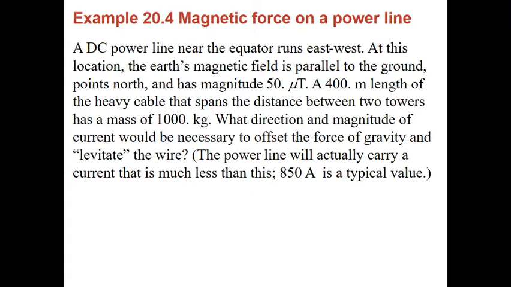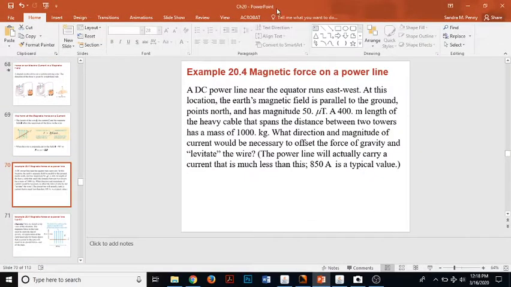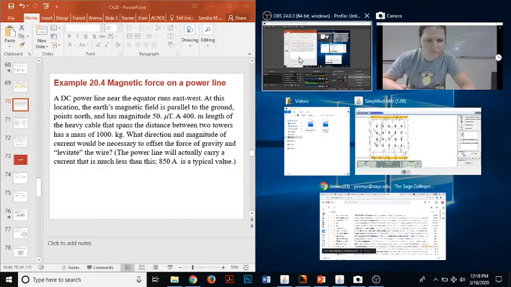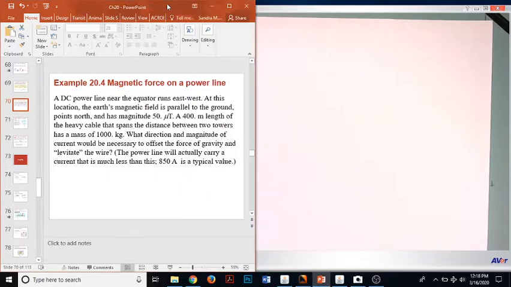Okay, so we have a power line that runs east-west, and the way that I want to get this set up is I'll put this over here and get the document scanner over here so we can have both of these.